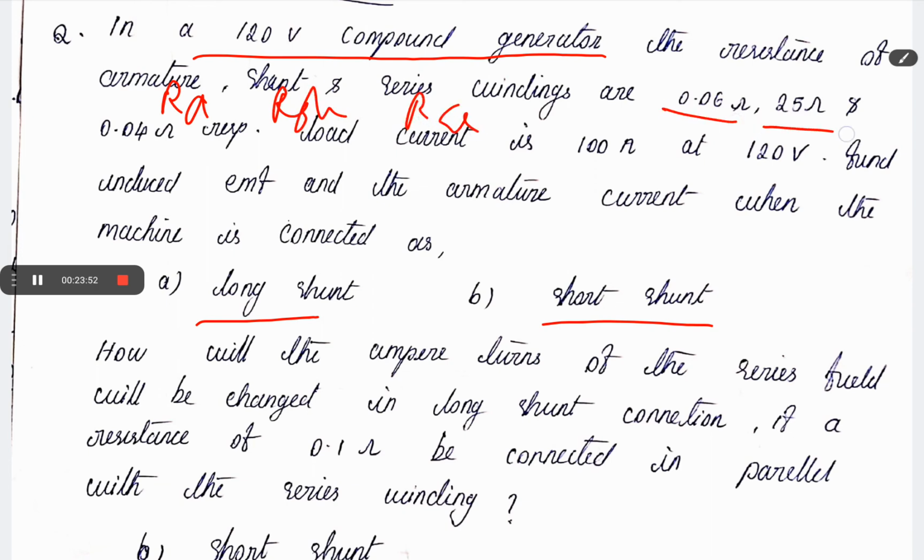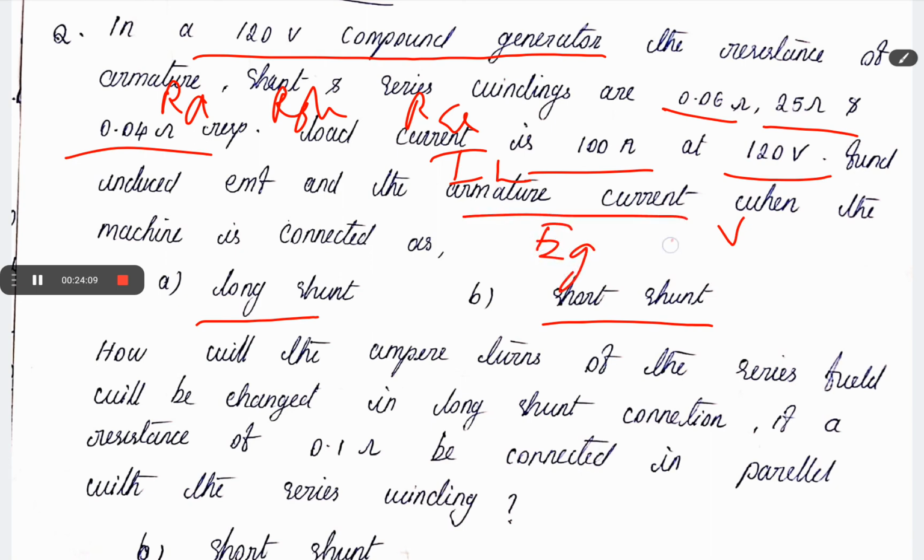Correspondingly, the load current IL is given, then at 120 volt, the terminal voltage V is 120 volt. Find the induced EMF. So you have to find out Eg and the armature current Ia when the machine is connected as long shunt and short shunt.